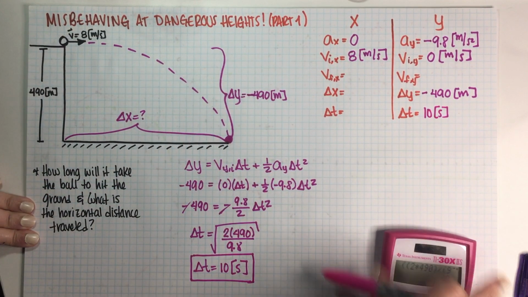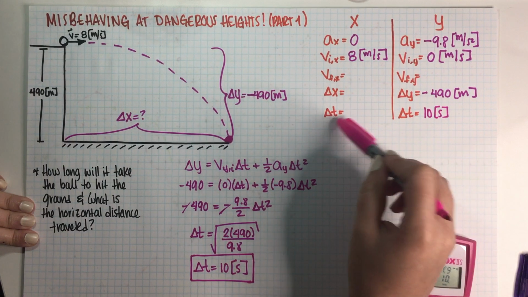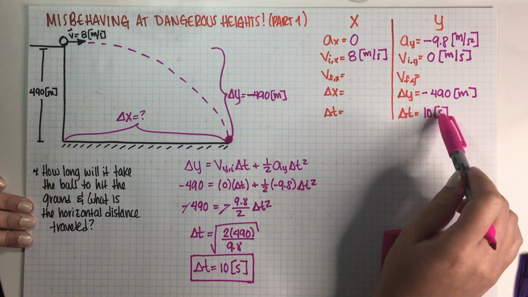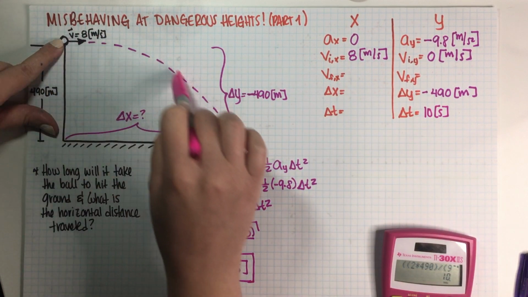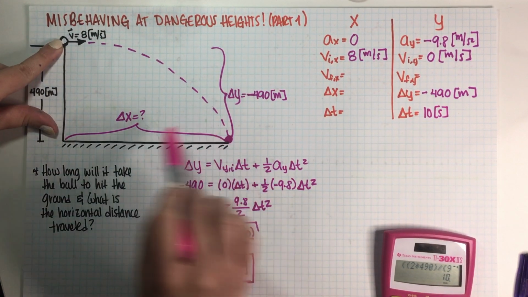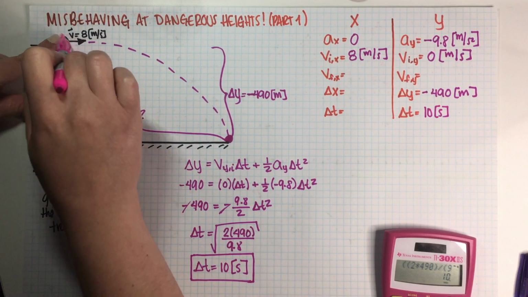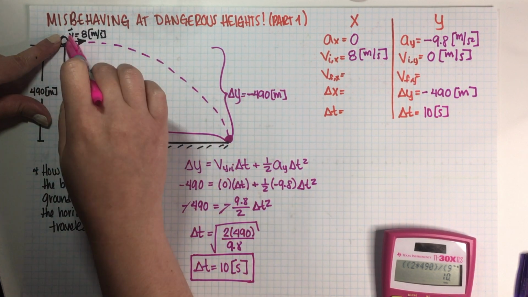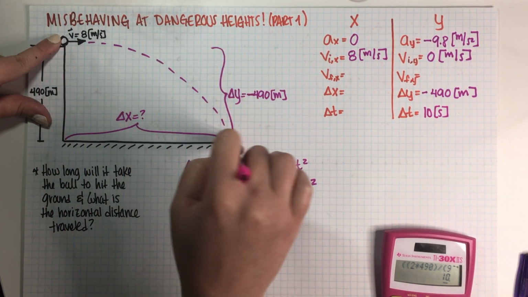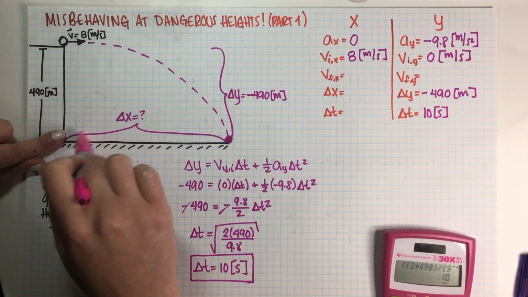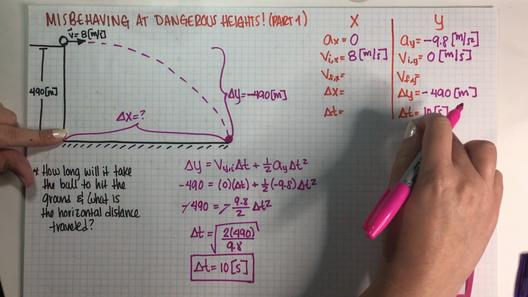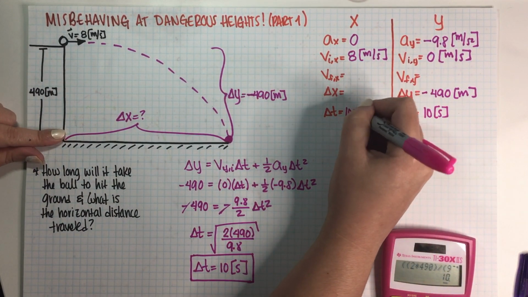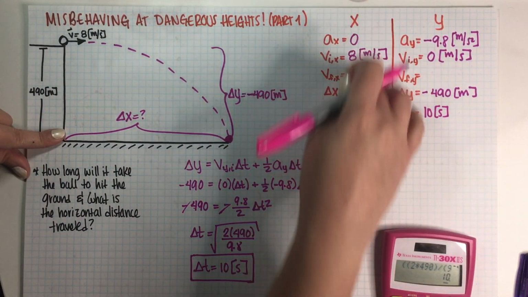And please notice that in this case, whenever you have these situations, delta t is the same for x and y, because the ball travels simultaneously on the x and the y component. So it takes it 10 seconds to get from here to here, vertically, to travel this vertical distance. It's gonna take it the exact same time to travel this distance horizontally. So by finding this number, I have more information over here on my x table.